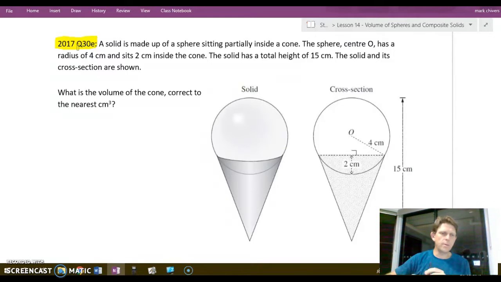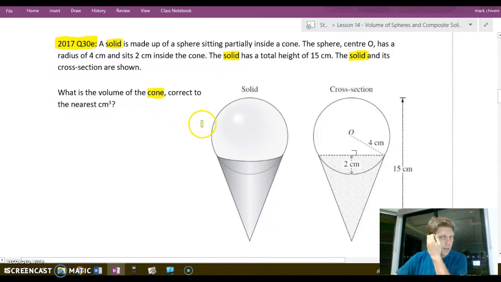I may run out of time, so what I'm going to do first is just go with the basic idea of how we're going to solve it. Now, a very important thing, like always, I'd be looking at some key terms in here, and it says a solid is made up of a sphere sitting inside a cone, right? And then it gives me some information. And what I really do notice is they keep referring to this solid as a solid. The solid has a total height of this. The solid and its cross-section are shown, but they don't ask for the volume of the solid. They say, what's the volume of the cone? Okay, so we don't need to know the volume of this whole object. We're interested in the volume of this part down here, okay, which is considerably easier, but still quite a job.